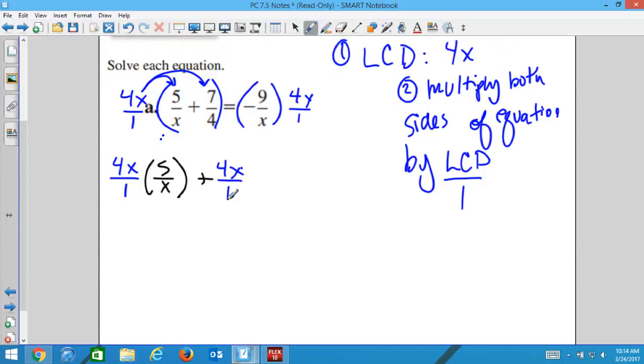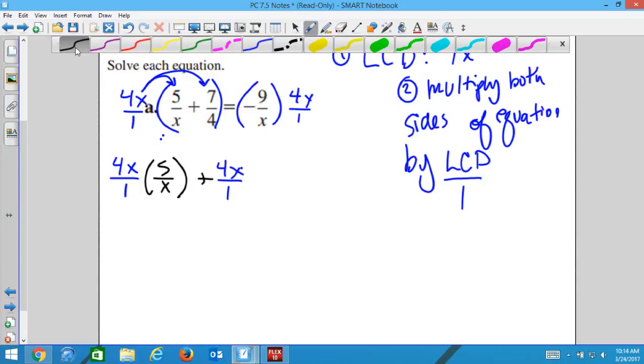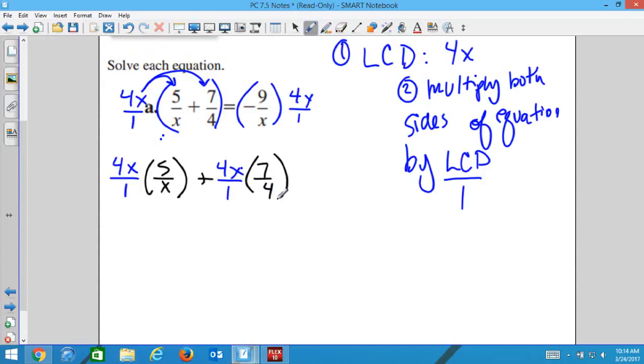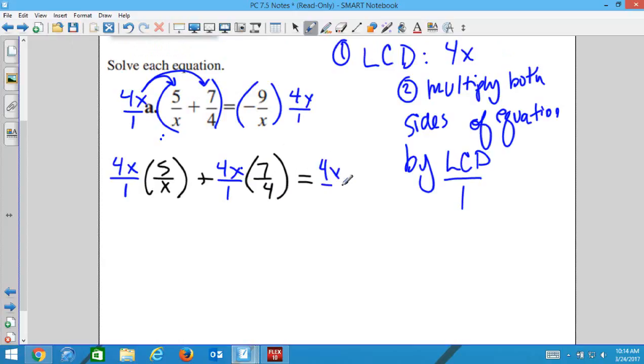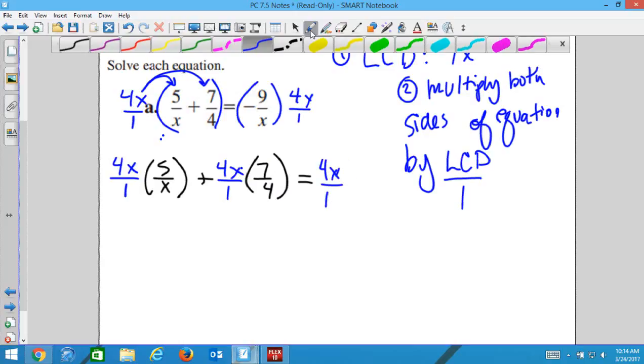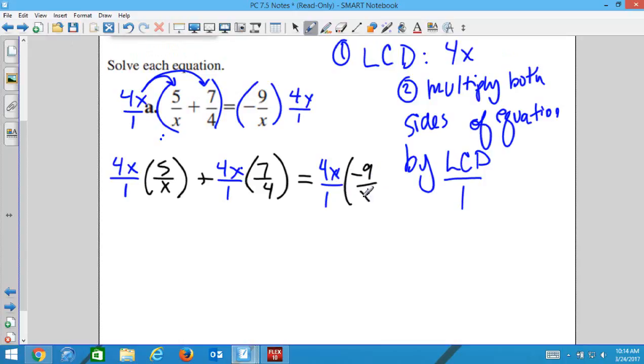4x over 1 multiplied by 7 over 4, equal sign, 4x over 1 multiplied by negative 9 over x. We're basically multiplying all three fractions by 4x over 1.